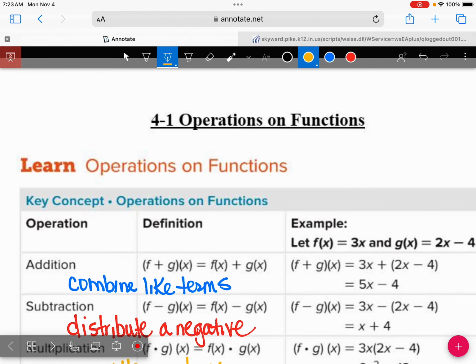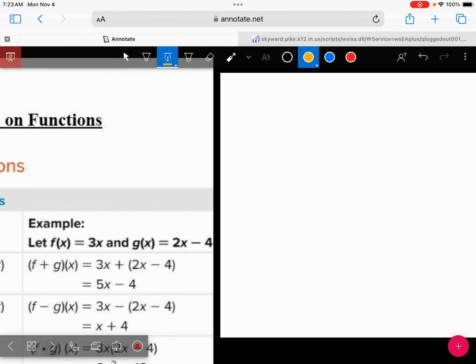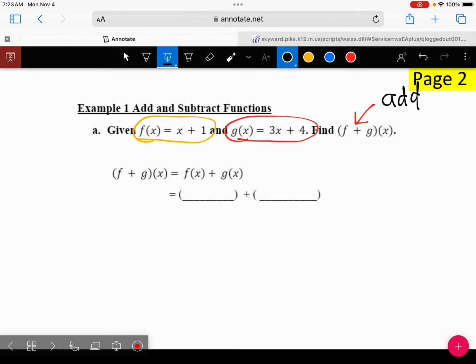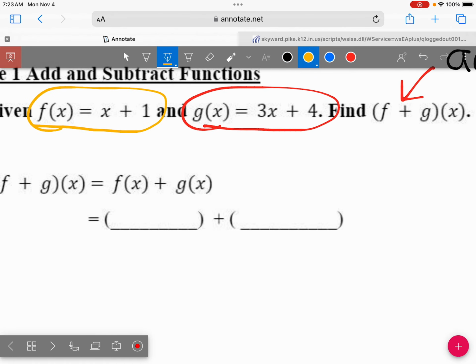All right, so let's go ahead and get started. So for this first one, this is my f function, and this is the g function. And here is asking us to add. So I'm going to put x plus 1 on this first blank, and I'm going to add it to 3x plus 4. Now for addition, you're only combining your like terms.